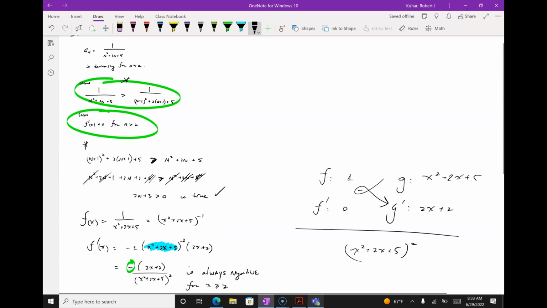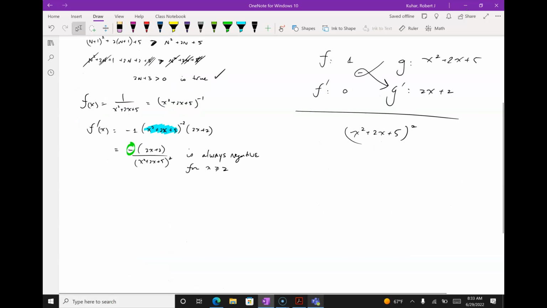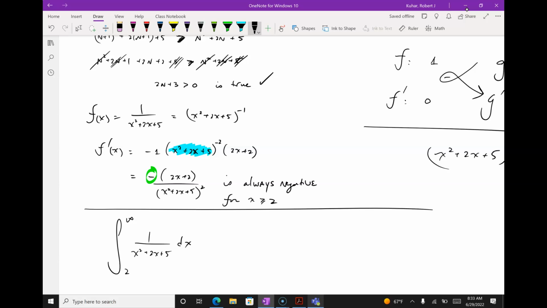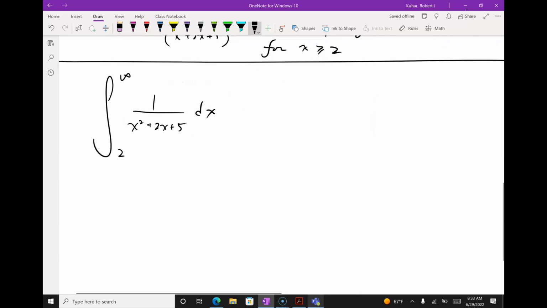Nice. So now I know it's always positive and decreasing. I can use the integral test to tell if it diverges or converges. So on your marker set, go. So the integral from 2 to infinity of 1 over x squared plus 2x plus 5 dx. I'm not doing it. You can't copy me. Go ahead.